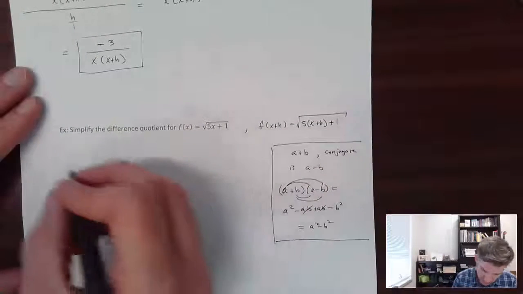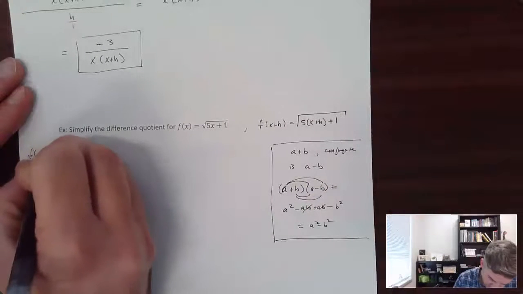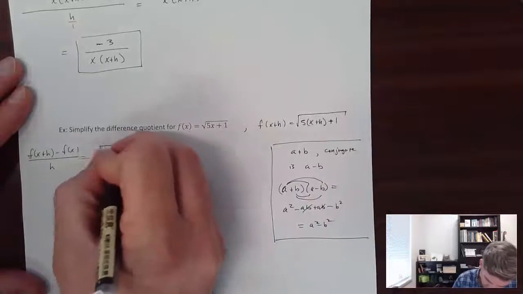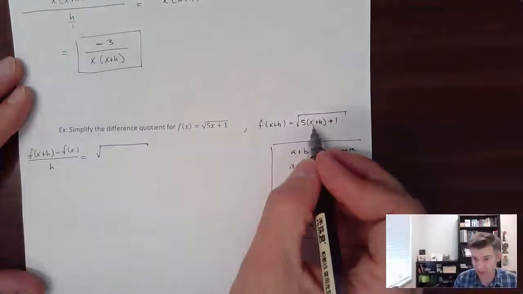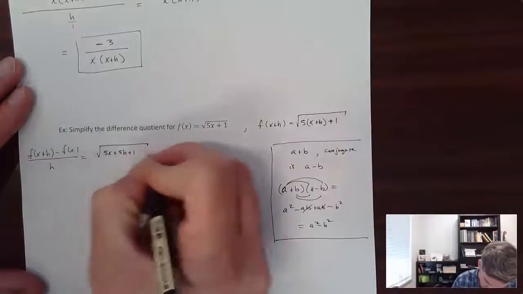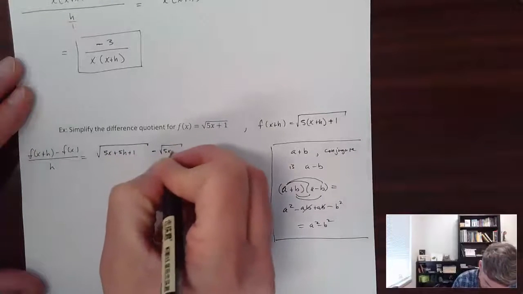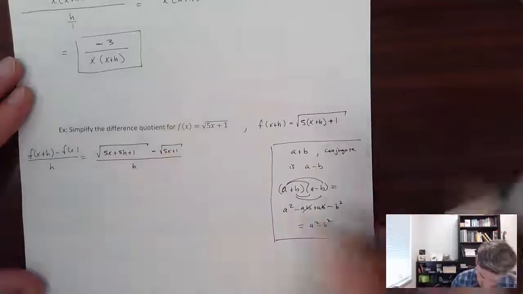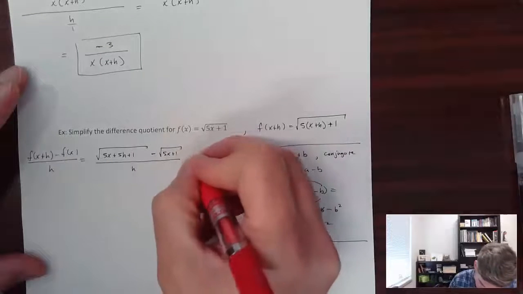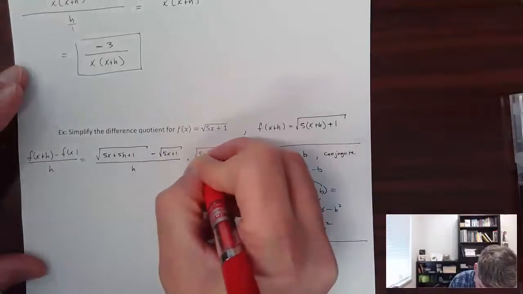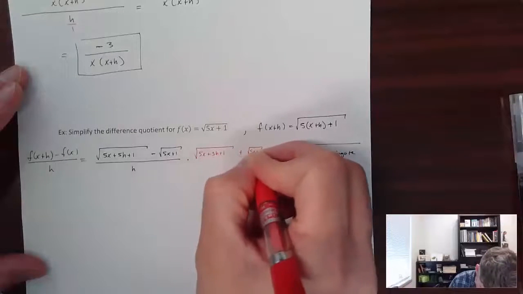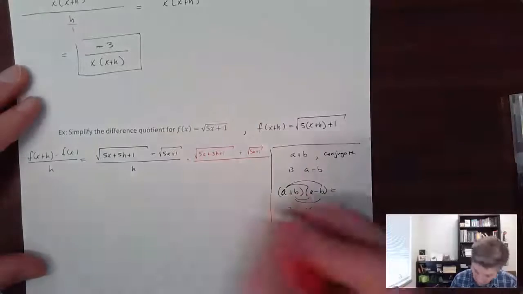So when we do f of x plus h minus f of x all over h, it ends up being the square root of, so I'm going to write this as 5x plus 5h plus 1 minus the square root of 5x plus 1 all over h. And we're going to multiply the top and bottom by the conjugate of the square root part. So we're going to multiply it by the square root of 5x plus 5h plus 1 plus the square root of 5x plus 1 over the same thing.